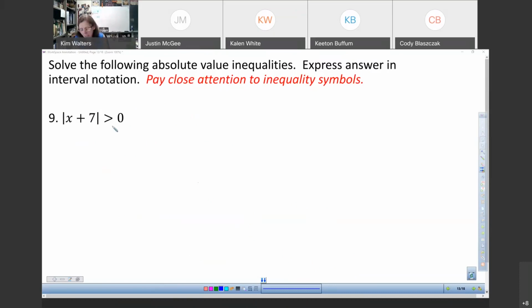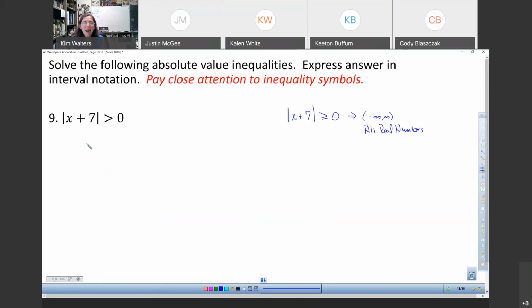See how it doesn't try to be mean? Okay, except that this says greater than and not equal to. So again, we're going to look at a little bit different problem. If this had said the absolute value of x plus 7 is greater than or equal to 0, this solution would have been all real numbers, negative infinity to positive infinity, because every number would have made the absolute value either positive or equal to 0. The problem here is that this just simply says greater than 0, okay?